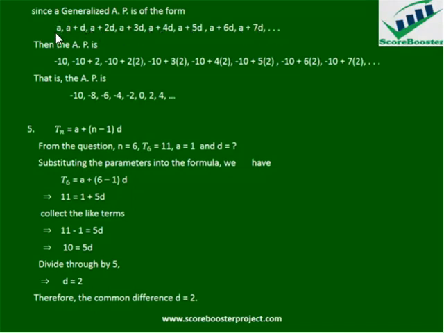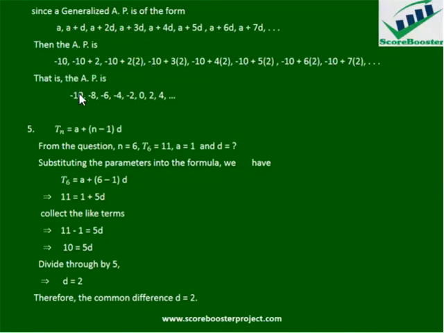The first term, which is a, is minus 10. The second term is minus 10 plus 2, the value for a plus the value of d. The third term is minus 10, the value for a, plus 2 multiplied by the common difference 2. And the same thing is applicable to all other terms. So now we evaluate this.